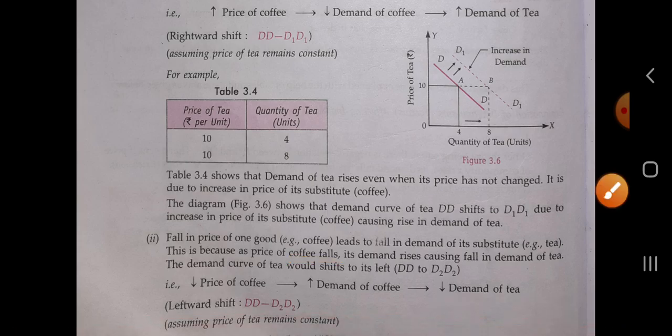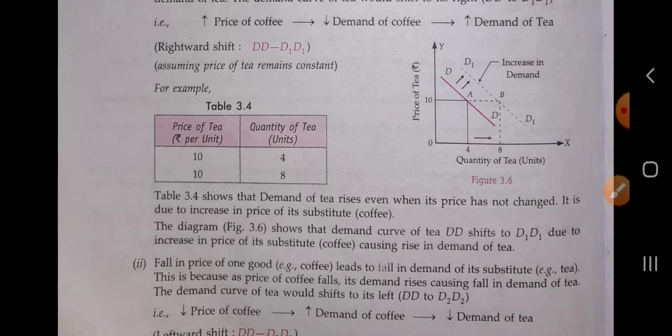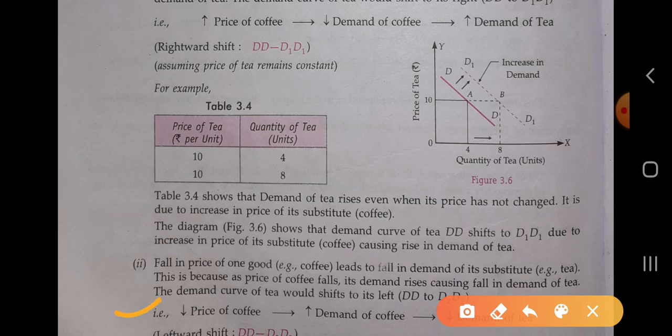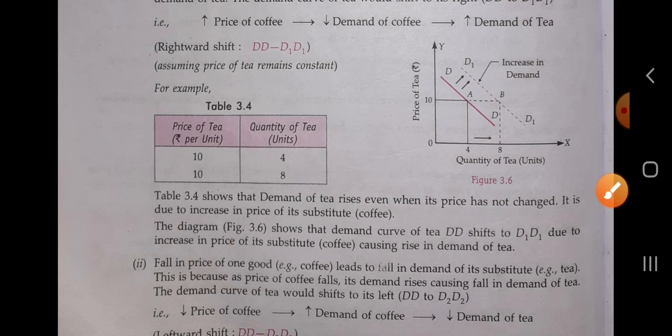So the demand curve of tea would shift to the left. When the demand for tea increases, the demand curve will shift to the rightward. But here the demand for tea decreases, so the curve will shift to the leftward. Okay, see, a decrease in the price of coffee means an increase in the demand for coffee, and then a decrease in the demand for tea. So it is the condition of the fall in price of one good.